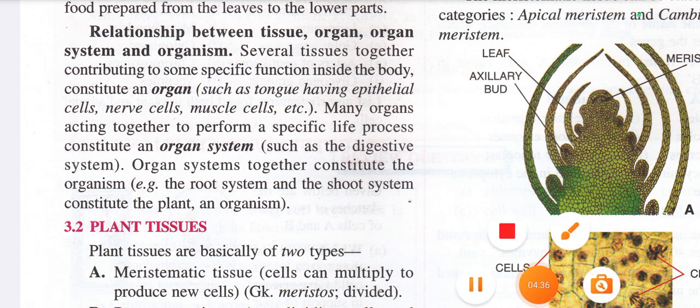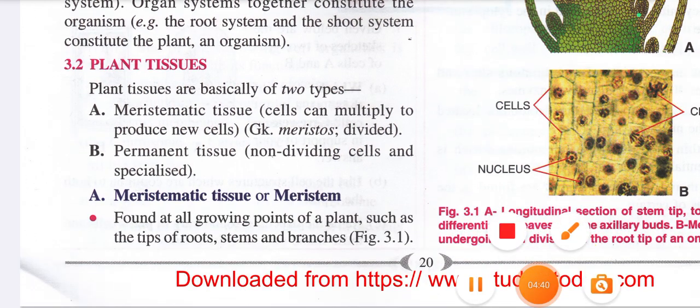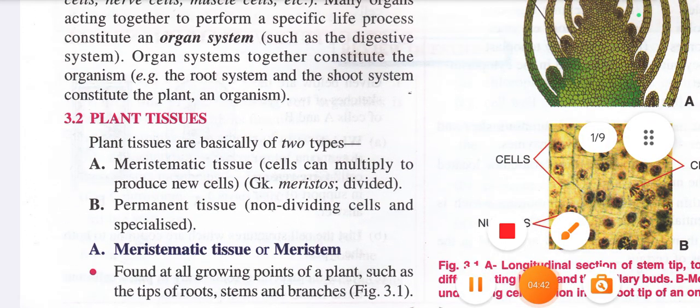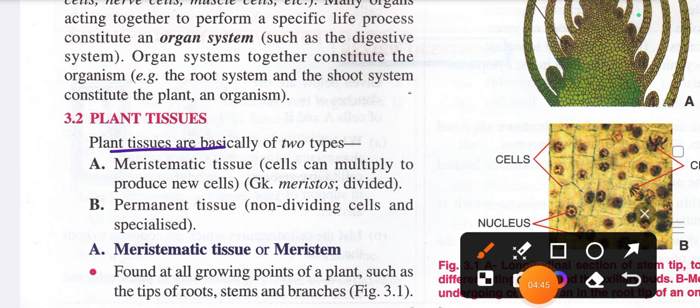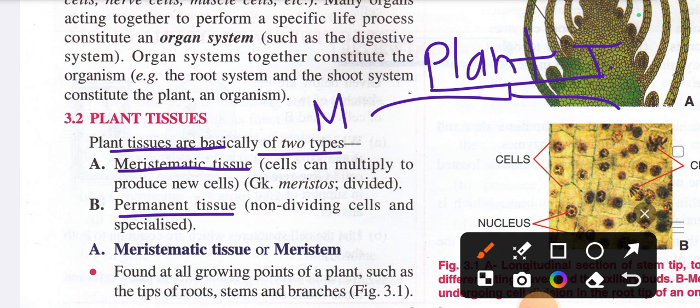Okay. Now let us learn about plant tissue. So the very basic thing is that plant tissues are basically of two types, meristematic tissue and permanent tissue. Somewhat like this: plant tissue, and it is of two types. First is meristematic tissue and the second one is permanent tissue. Now what do you mean by the word meristematic?